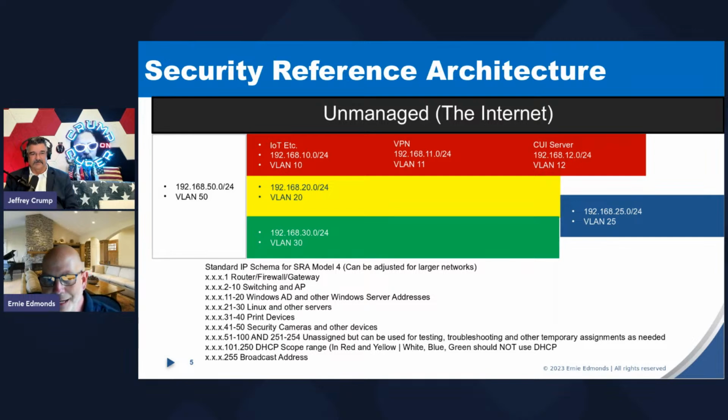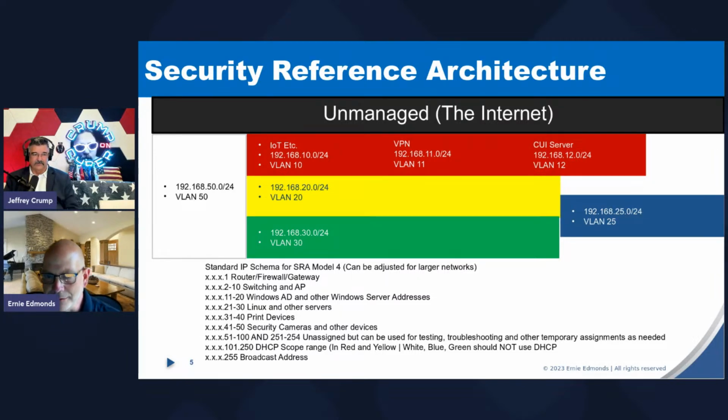So I separate that. So now I've got 2 red zones, and now I'm going to introduce a third red zone, which is my CUI server. So this is normally a push mechanism from your outside people. If they need to send you CUI, then they'll push that to the server. It'll get virus scanned and whatever.